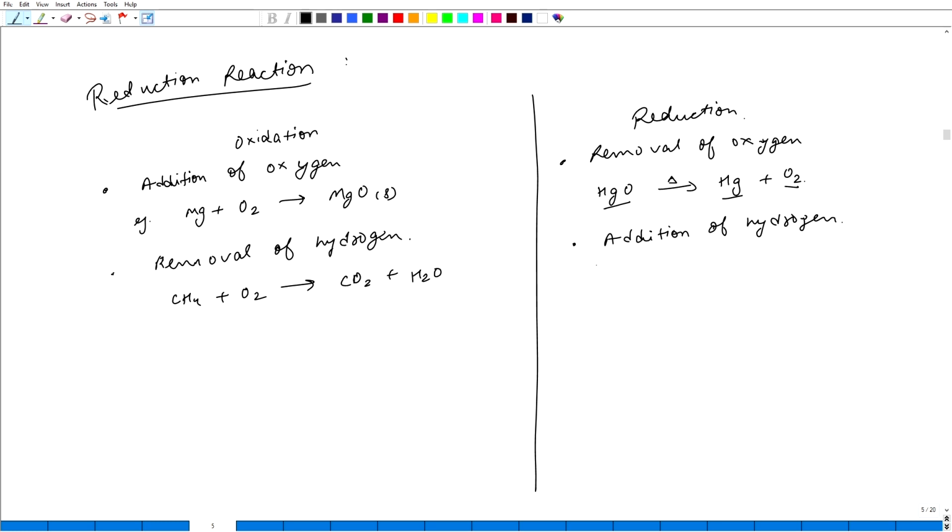How is it? Let us say I am taking an example of alkene and hydrogen has been added to this, and this will form CH3CH3. This is ethene and this is ethane. Okay. So, hydrogen has been added to the ethene molecule to form ethane, and this is termed as reduction reaction. Hydrogen has been added to your substrate.